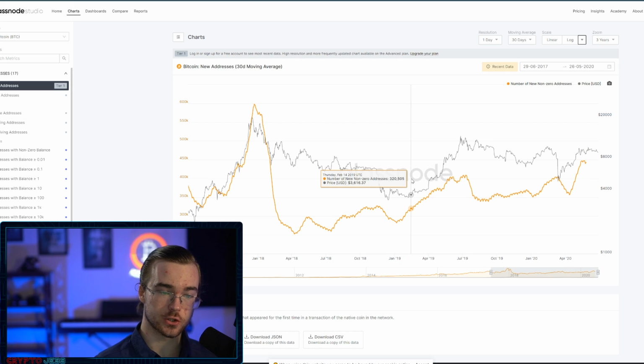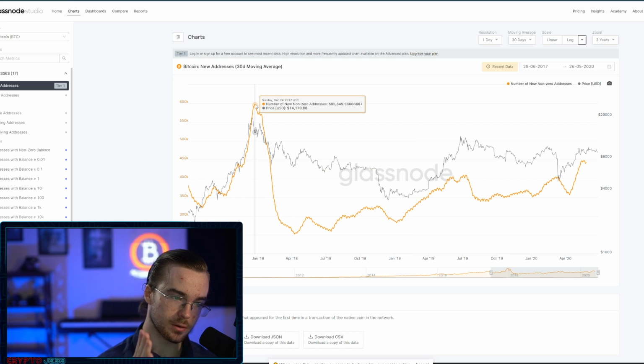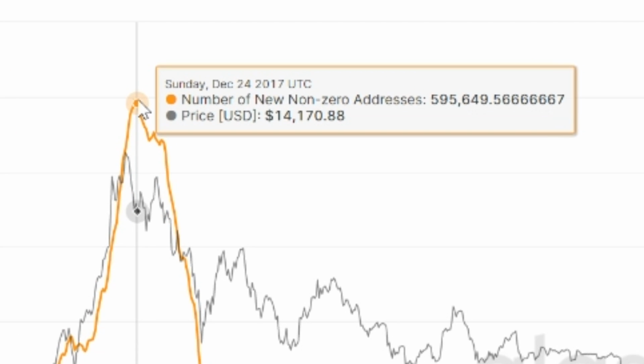What we have here is a linear chart for Bitcoin plotted underneath a 30 daily moving average of new non-zero addresses in Bitcoin. That basically means there's a new address and it has something in it. It wasn't just created and is empty, because that would be useless information. I want you to notice something. The number of new non-zero addresses hit 600,000 during the last bull market peak at the end of 2017 when Bitcoin rallied to all-time high.